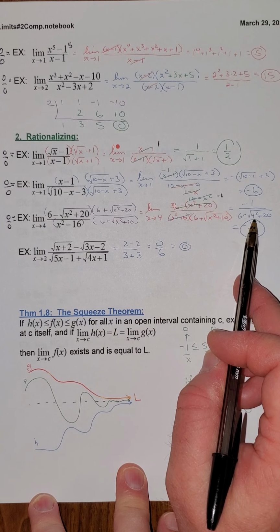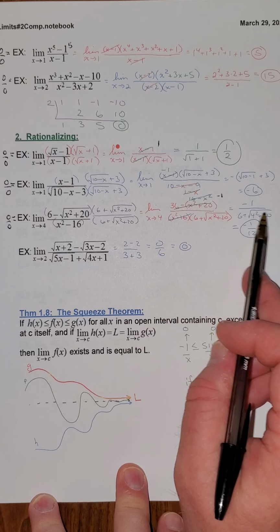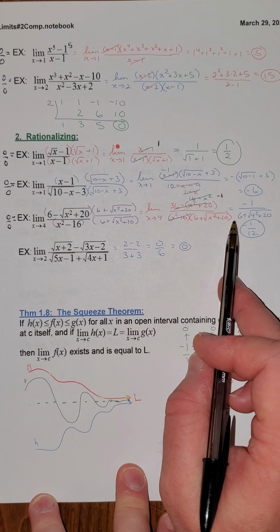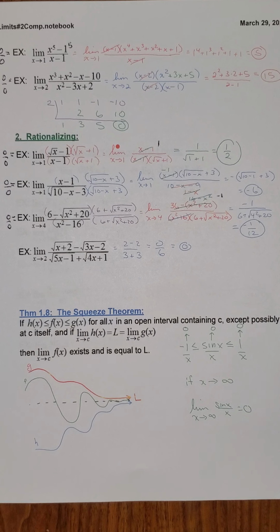4 squared is 16, plus 20 is 36, square root of 36 is 6, 6 plus 6, 12. My result is negative 1 over 12. And I hope you're getting the hint on how these radical problems work out. Now, I threw in this next problem with my calculus class just to see if I could fool them.